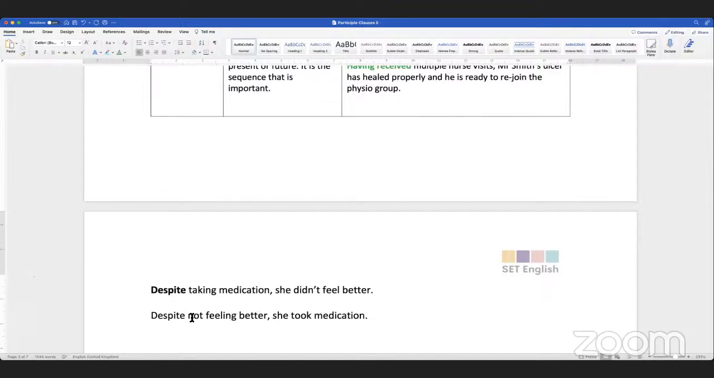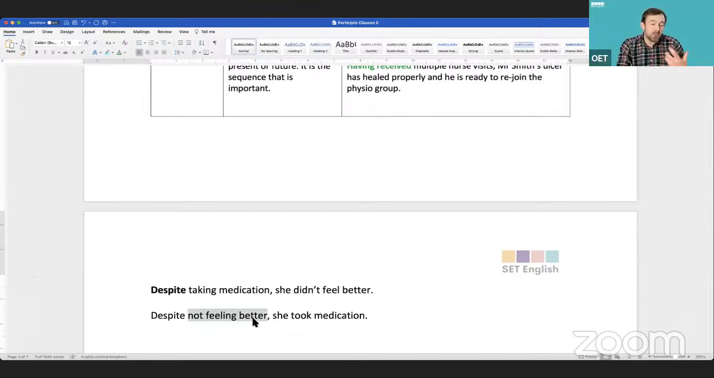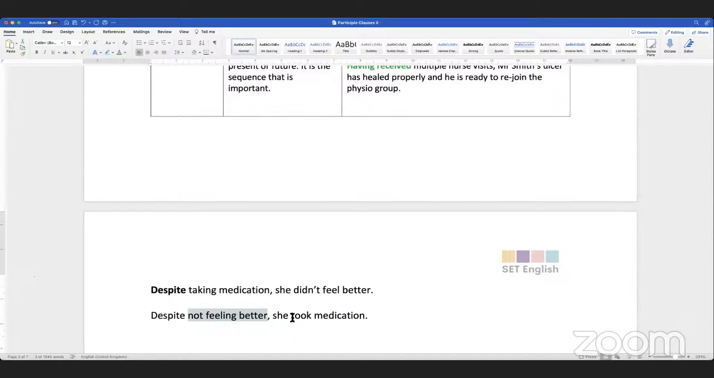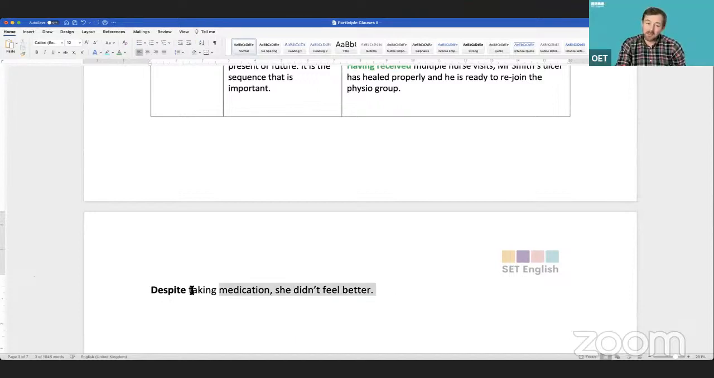Because it's not a contrast anymore. When you don't feel better, you do take medication. So that doesn't make any sense. But in any case, this is not a participle clause. It's using despite and a noun clause.